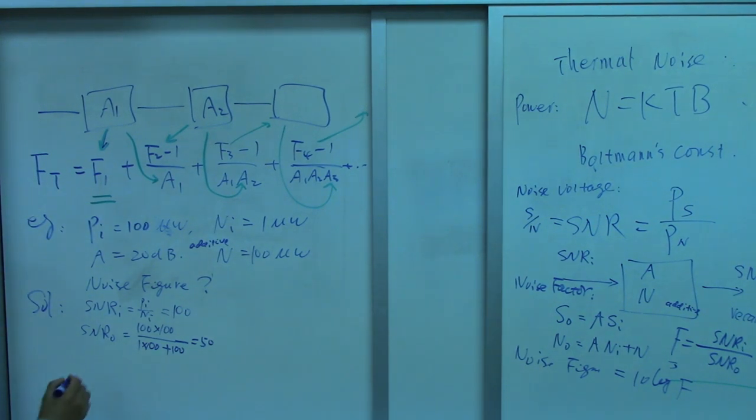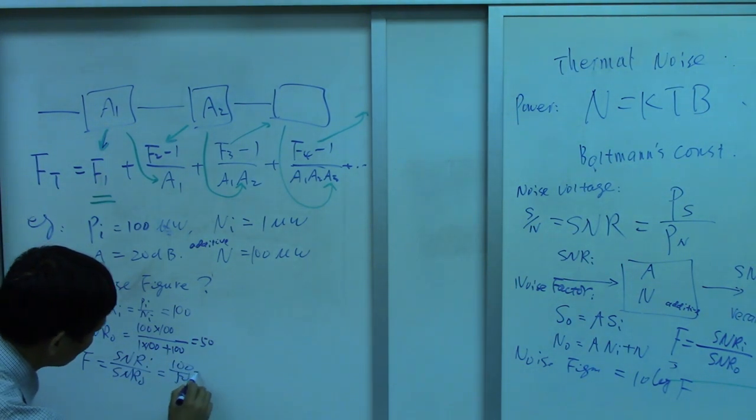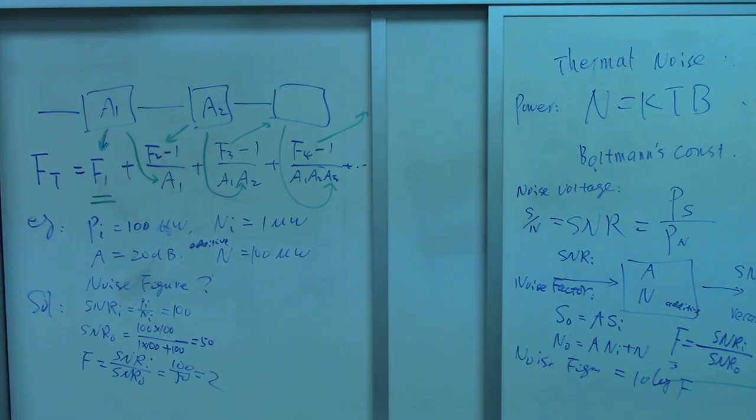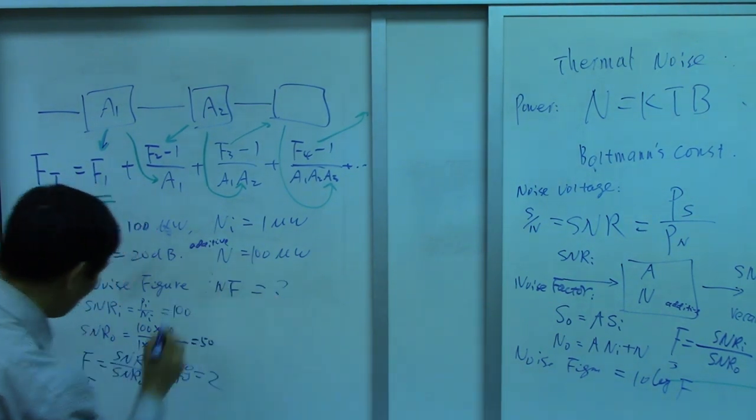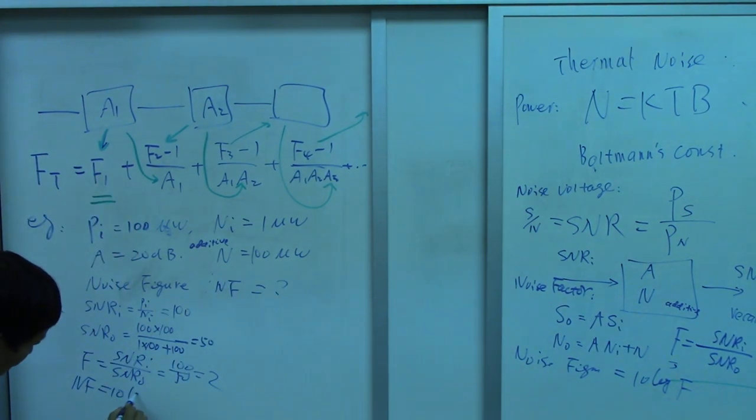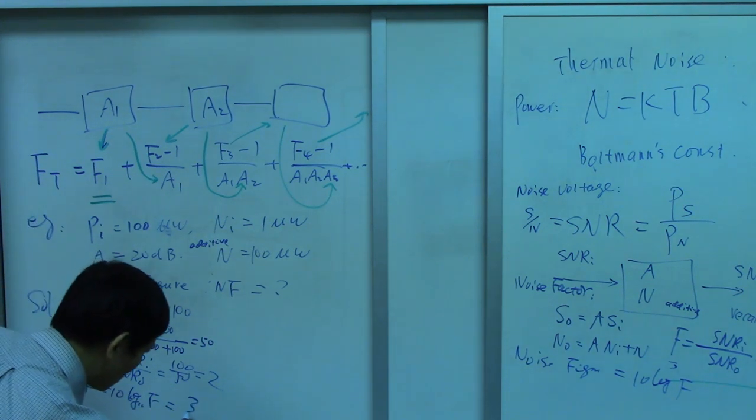Right? So what is the F? All right. We just plug this into the definition, right? So equals 100 over 50, so equals 2. So the noise factor equals 2. What we are looking for is the noise figure. So the noise figure, we said NF, right? NF equals 10 log base 10 of F. Log 2 base 10 equals 0.3, then times 10, so that equals 3 dB.